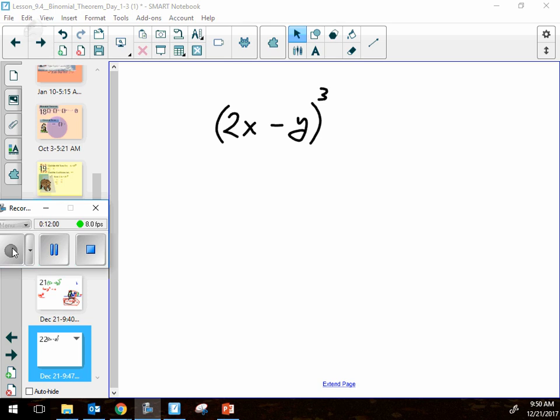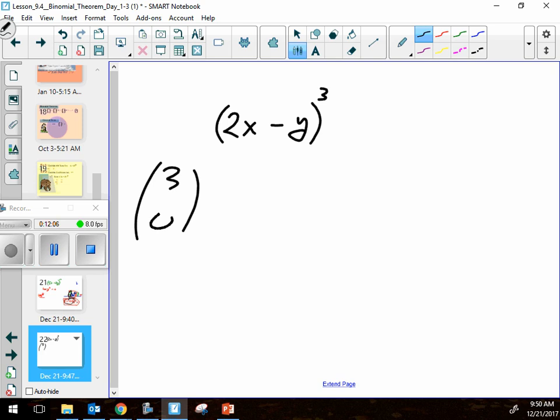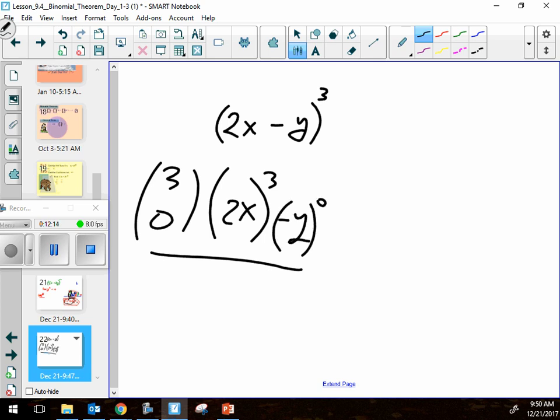Okay, first of the 4 terms is, first up, 3 choose 0, and then 2x to the third, and then negative y to the 0. Simplify that down. That's just a 1. There's only one way to choose 0 of something. And then 2 to the third is 8, x to the third. That just becomes a 1 right there. So there's your first term.